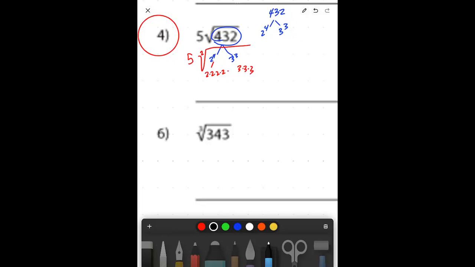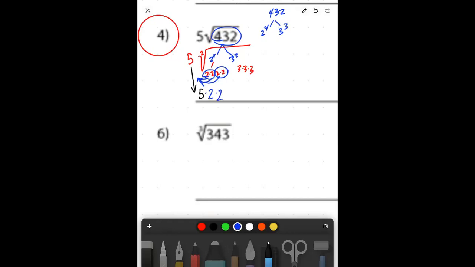Now, we already have this 5 that's outside the radical. Now what I'm going to do is go inside, and every 2 of a kind that I see, I'm going to pull out. So let's do that. So here's 1 2 of a kind, so I can pull that outside the radical. So that's going to be 5 times 2. And then here's another 2 of a kind that I can take outside the radical. So that's going to be another 2 that I bring out.